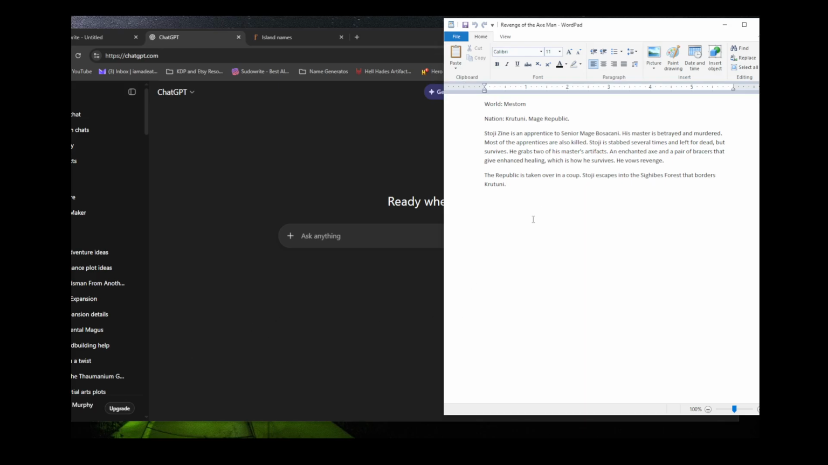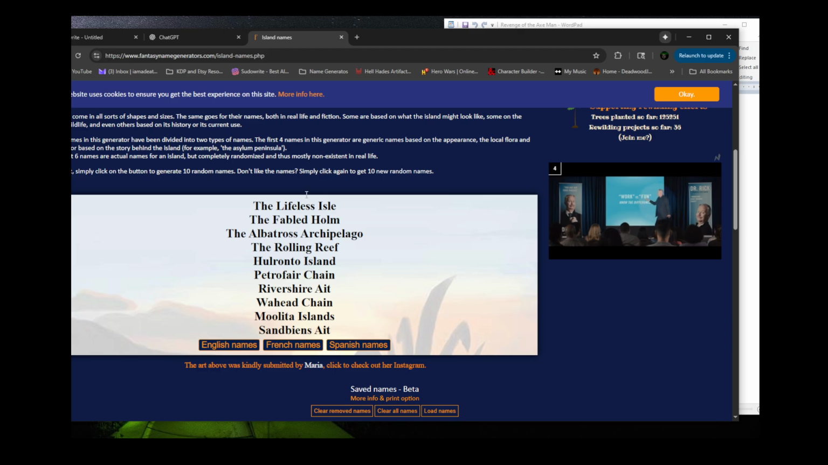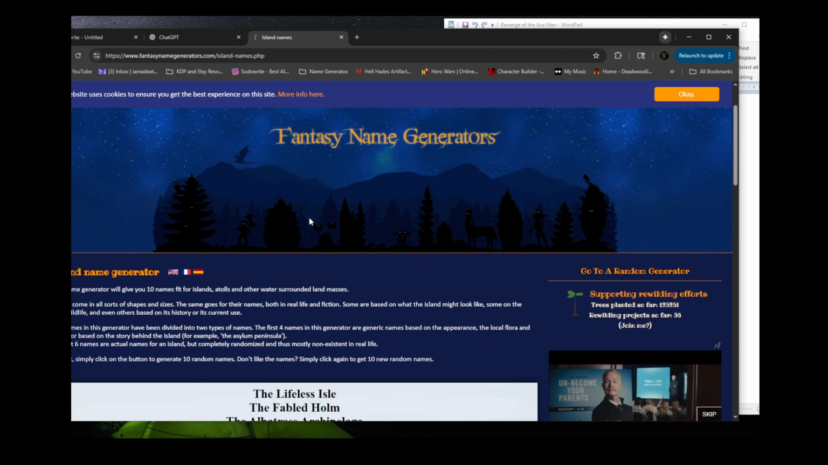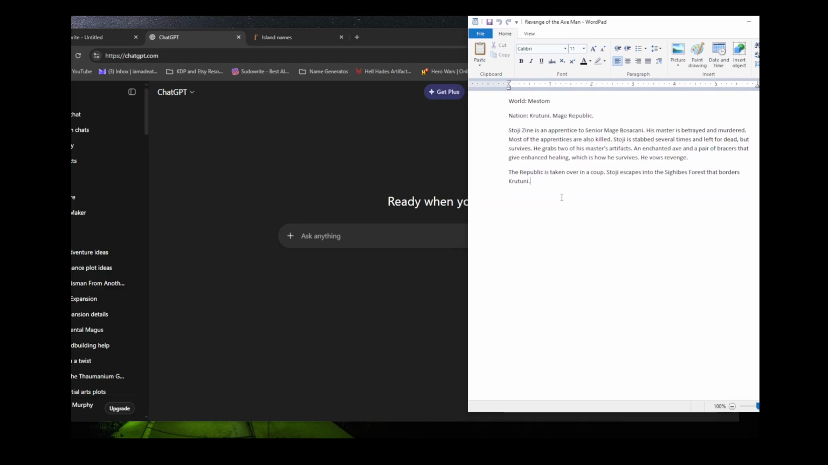Alrighty, and welcome back to our next step in the series on using AI to help you in your creative writing. So we've gone over some basics on using ChatGPT. We've talked a bit about using random name generators. For example, I've been working on some different ideas, and this is for an island name generator that I was working on.